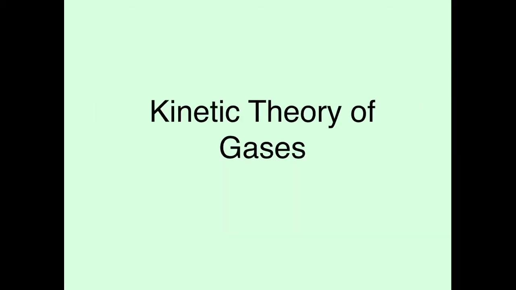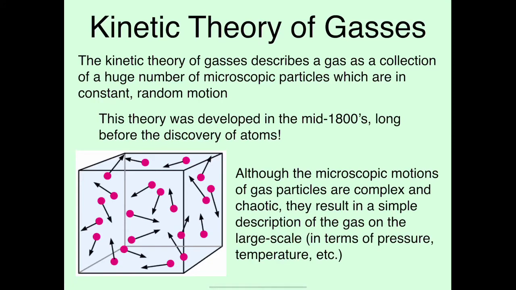So with that said, the first topic is the kinetic theory of gases. All right, so let's talk about the kinetic theory of gases. This was a theory that was originally developed back in the mid-1800s, and it describes a gas as a collection of a really huge number of particles that are in constant and random motion. Now, the particles are so small that we can't see them directly with our eyes, so we say they're microscopic.